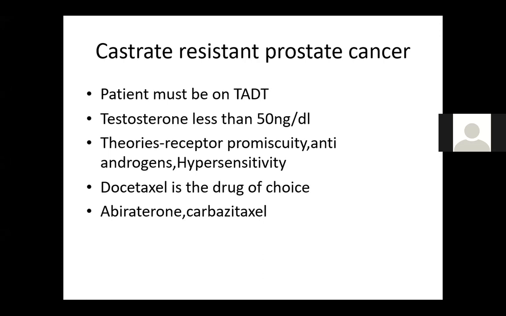nanograms per deciliter. Now, there are some theories that have been looked into why these patients progress despite the low testosterone. And one of them is that the receptors develop what we call receptor promiscuity. I know all of you know what the word promiscuity means in terms of human beings.